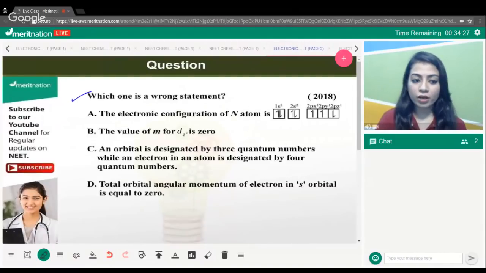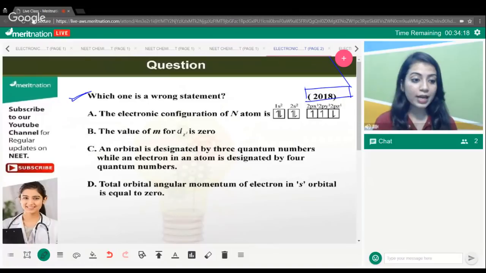So we can see over here, this question was asked in NEET 2018. Which one is a wrong statement? The first statement here is the electronic configuration of nitrogen atom is 1s2, 2s2, 2px1, 2py1, 2pz1. The second statement is the value of m for dz square is 0. An orbital is designated by 3 quantum numbers, while an electron in an atom is designated by 4 quantum numbers. The total orbital angular momentum of electron in s orbital is equal to 0. Why is it A? Can anyone tell me?